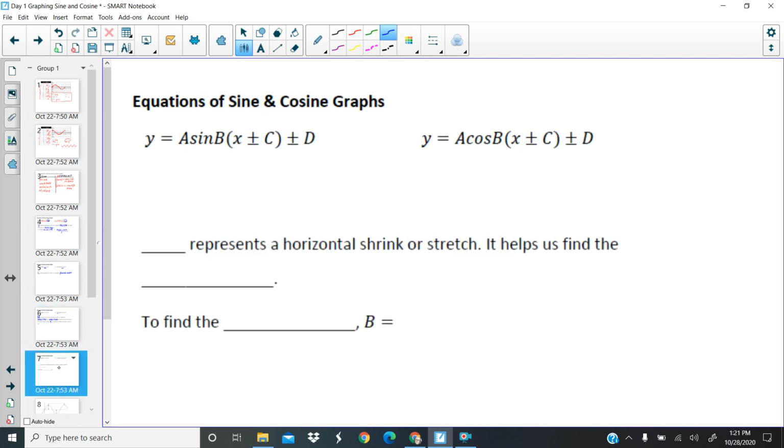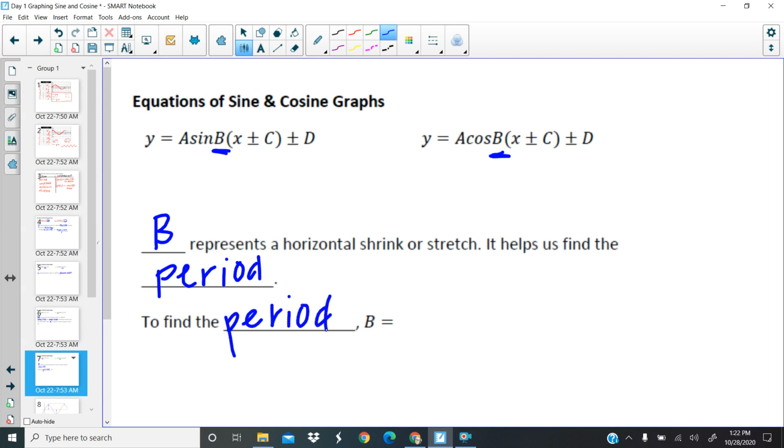And then our very last thing is representing a horizontal shrink or stretch. This one should probably be a little bit new, and that's going to be affected by that B value. So our B value is going to represent a horizontal shrink or stretch. And then the B value is also going to help you find the period of the graph. So don't get confused and think that B is the period, because it's not, it just helps you find it.